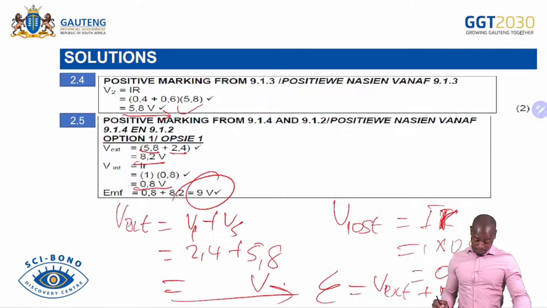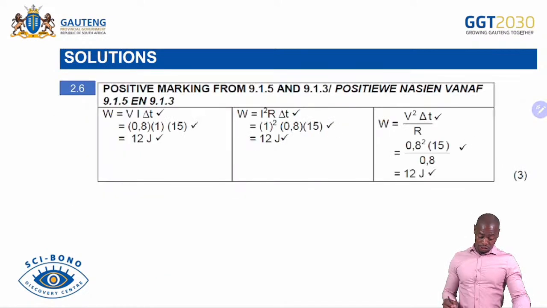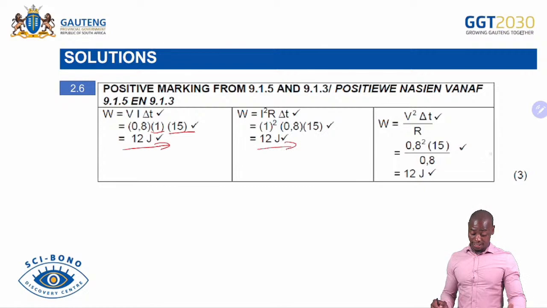Then the last question, using V, so work done, or energy equals to VIΔt. So, and then the potential difference, 0.8, right? And then remember this 0.8 is the lost volts, all right? And then the current is the total current, times 15 seconds, then they got 12. Using this one, total current, R in the battery is that internal resistance, which is 0.8, then time is 15. So it's another method that you can use.